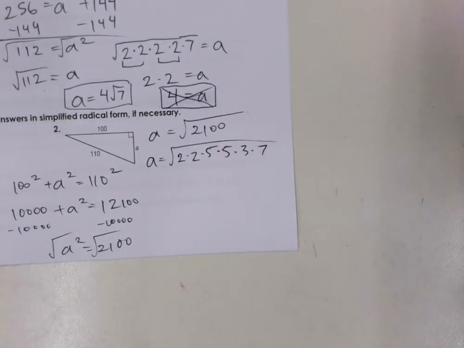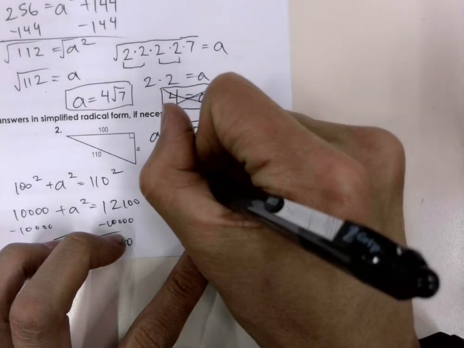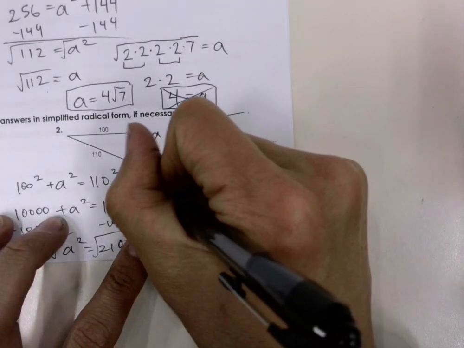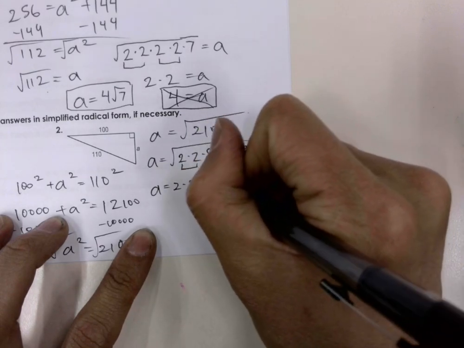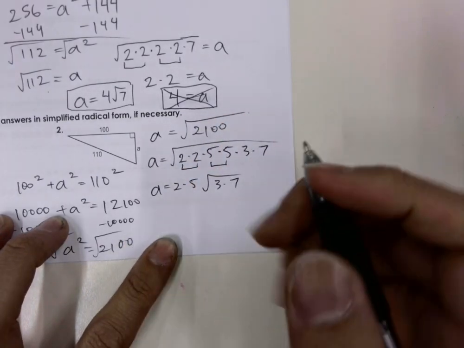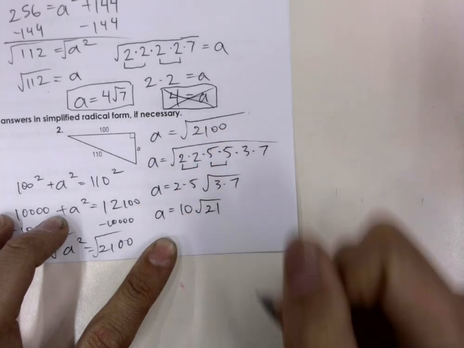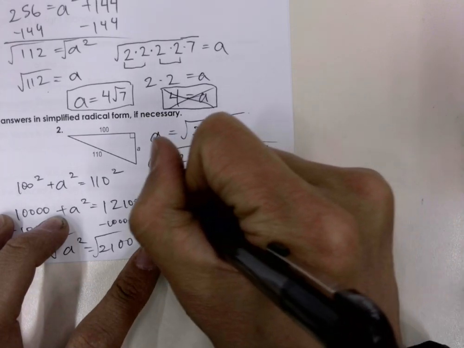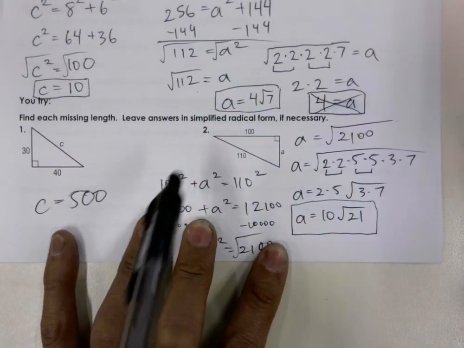Right. All right, so we have the prime factorization of 2100, and now we pair up the buddies. We get those two buddies and those two buddies. They break out, so I get a is equal to 2 times 5, square root 3 times 7. We can simplify, and we get a is equal to 10 square root 21. And that's our simplified answer for the leg a in problem 2.